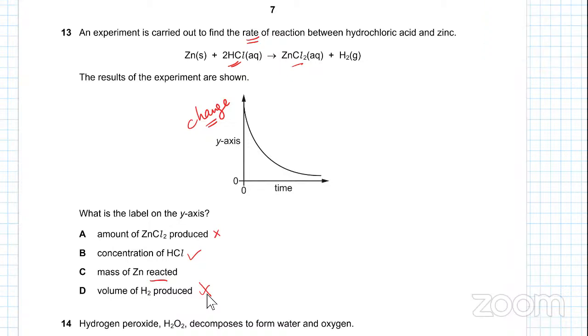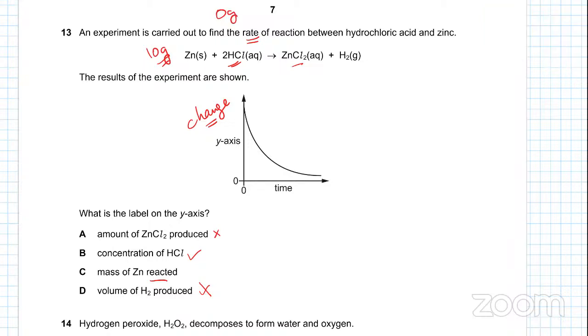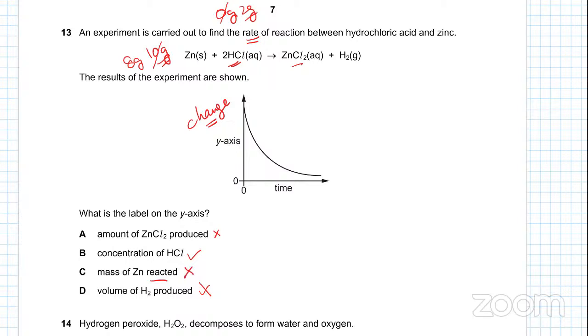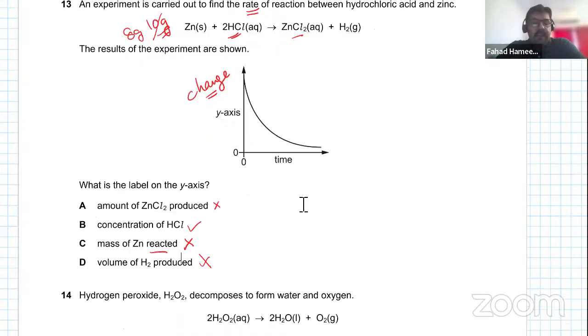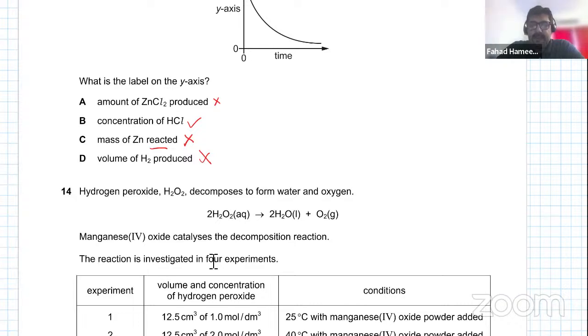At the start, there's 10 grams of unreacted zinc. So how much zinc reacted? 0 grams, right? After 1 second, let's say there's only 8 grams left. So how much zinc has reacted? 2 grams has reacted, right? So the mass of zinc reacted is going up. Is that clear? So that's why this is wrong. It was concentration of HCl. It could have been mass of zinc, but not mass of zinc reacted.